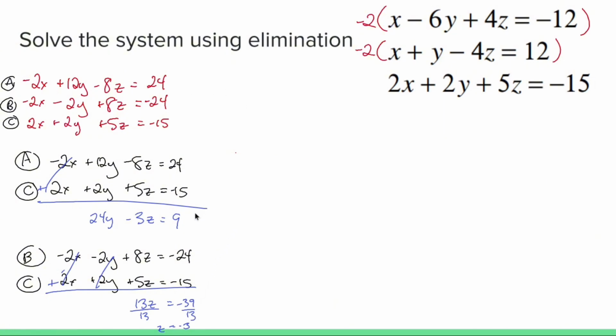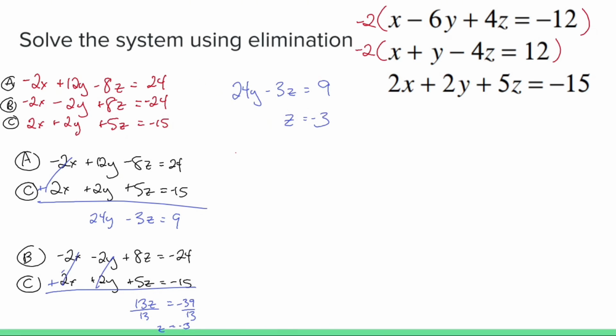Now that gives me these two equations right here. 24y minus 3z equals 9. And then I have already z equals negative 3. So I could do the rest of this using substitution. I now know what z is.